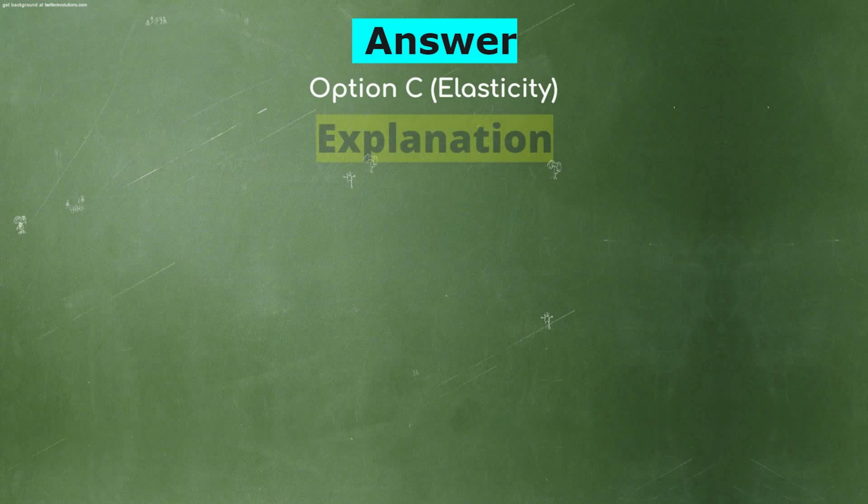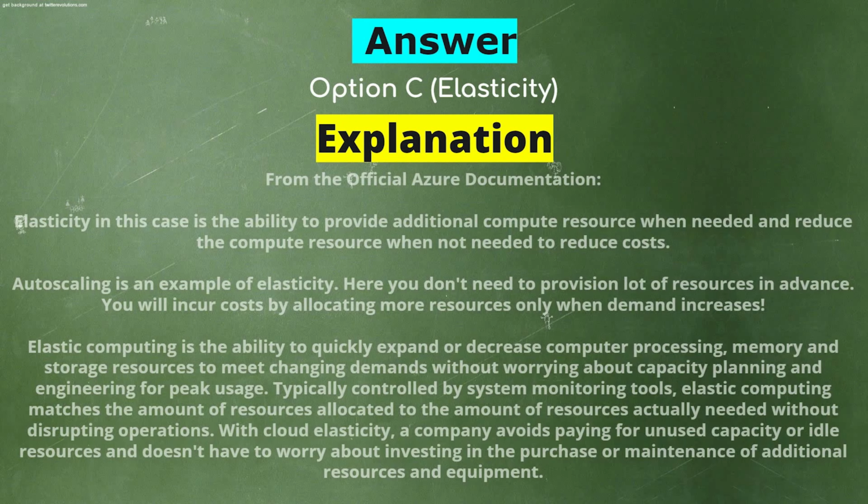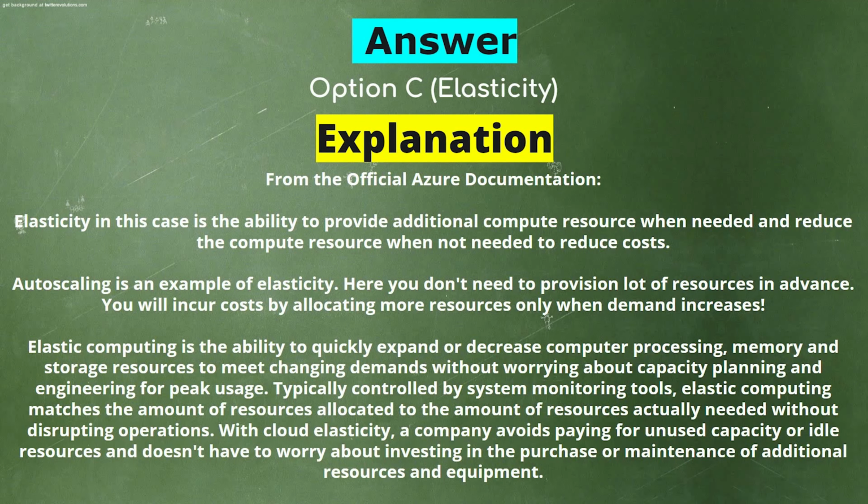Elasticity. Explanation. Elasticity in this case is the ability to provide additional compute resource when needed and reduce the compute resource when not needed to reduce cost. Auto-scaling is an example of elasticity. Here, you don't need to provision a lot of resources in advance. You'll incur cost by allocating more resources only when demand increases.